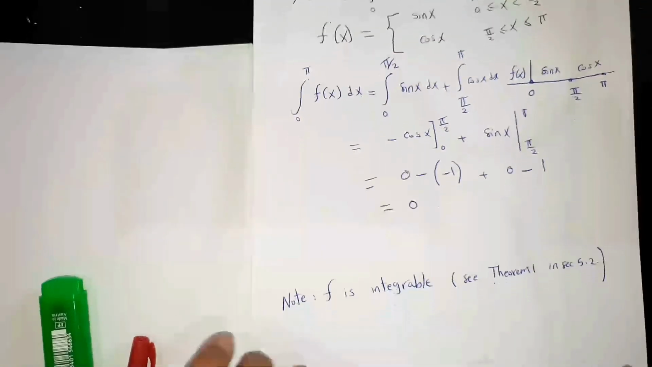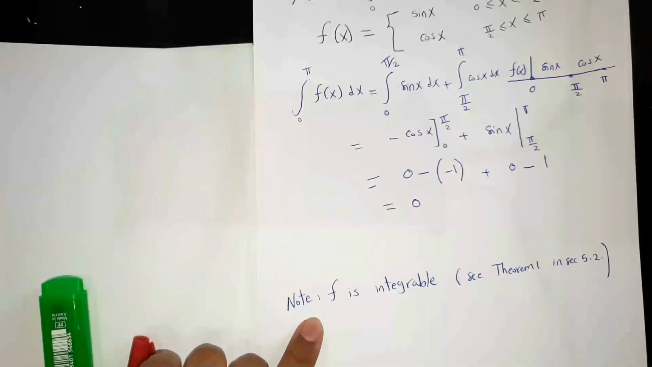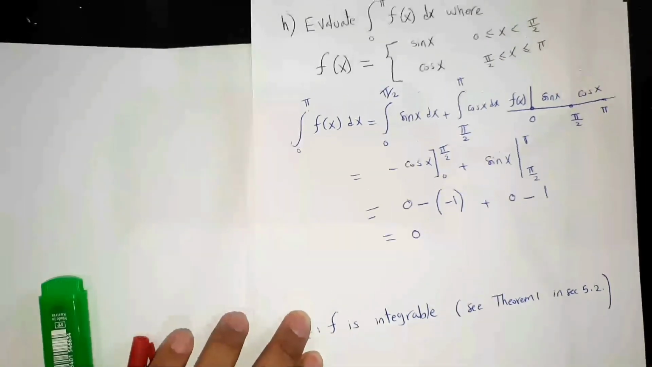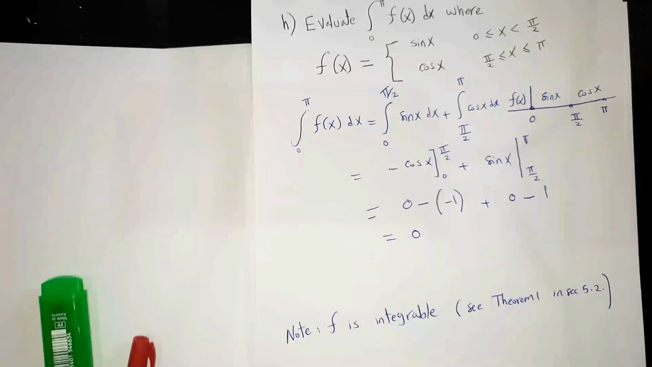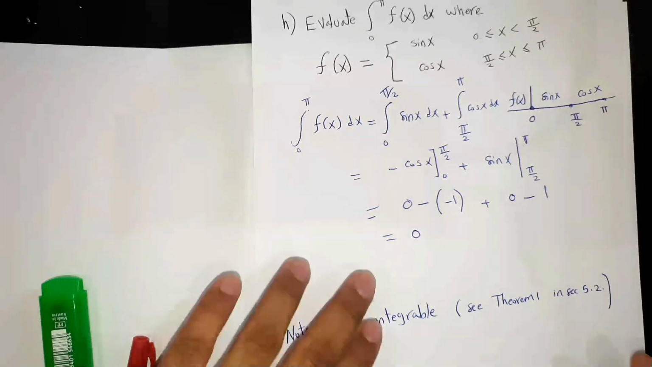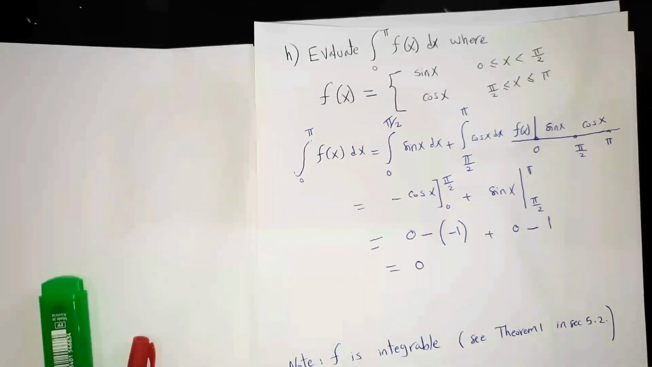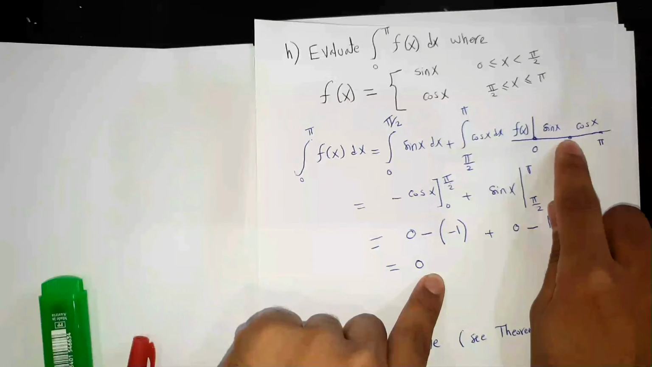I wrote here a note. The function f of x is integrable. See theorem number 1 in section 5.2. Why did I write this note? Well, if I ask you, is this function continuous on the interval 0 to pi? In fact, no, there is a discontinuity at pi over 2, which is a jump discontinuity.